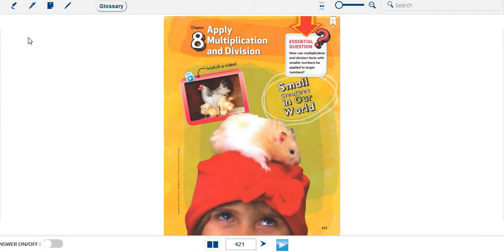Today we will start a new chapter. It's apply multiplication and division. Through this chapter, we will learn how to multiply and divide 6, 7, 8, 9, 11, and 12. Let's start with the first lesson.